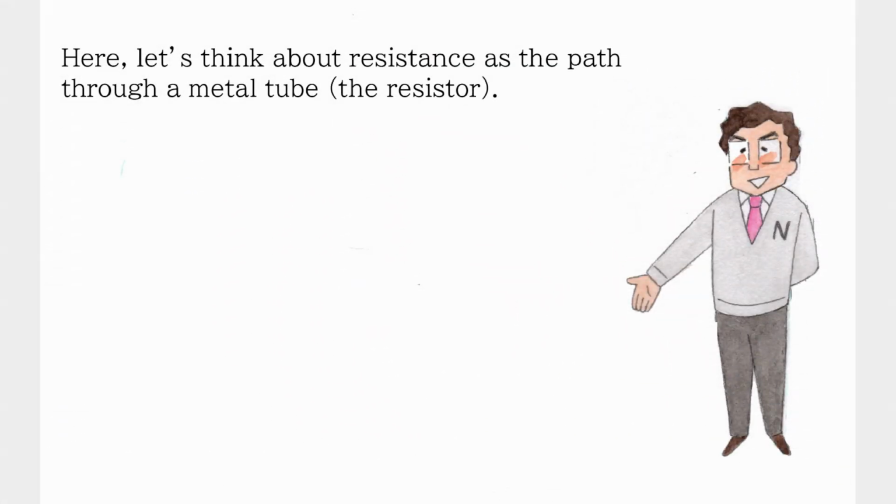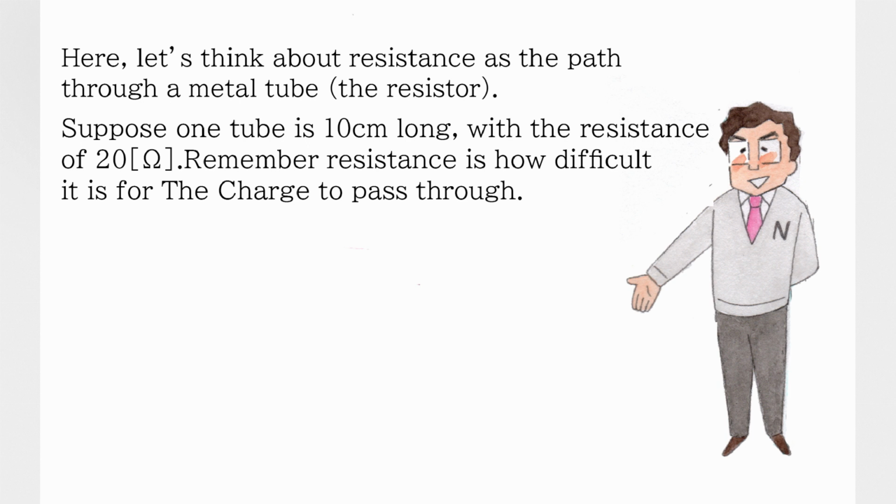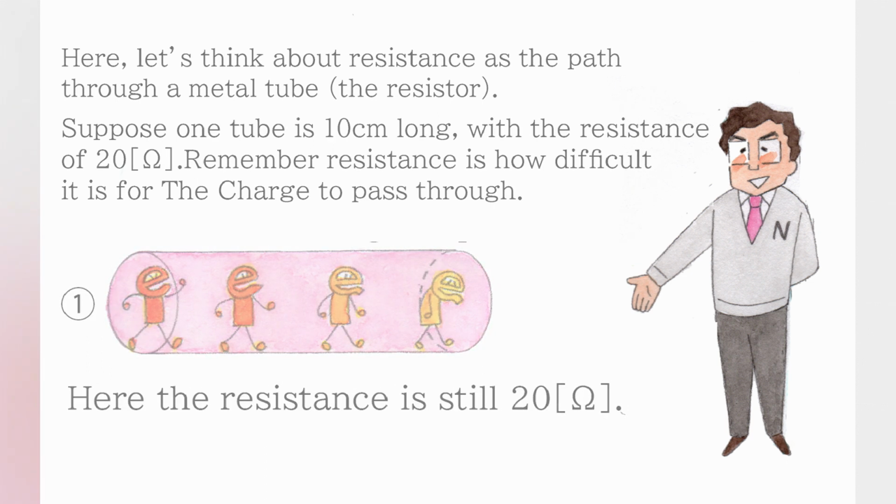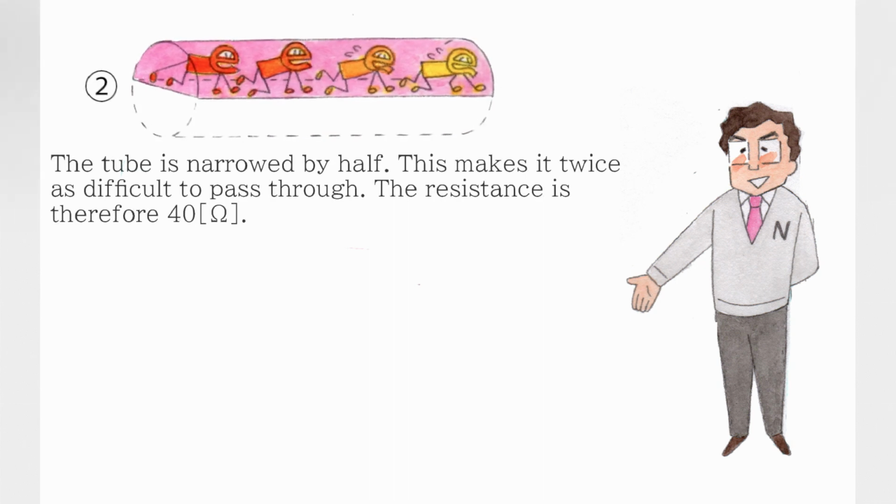Here, let's think about resistance as the path through a metal tube, the resistor. Suppose one tube is 10 centimeters long with the resistance of 20 ohms. Remember, resistance is how difficult it is for the charge to pass through. Here, the resistance is 20 ohms. The tube is narrowed by half. This makes it twice as difficult to pass through. The resistance is therefore 40 ohms.